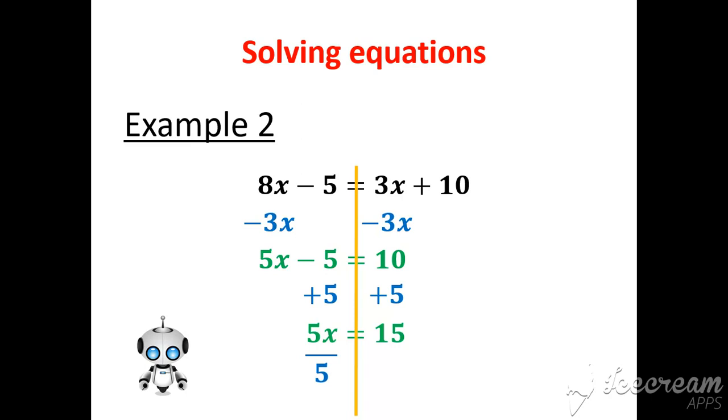Finally, I'm going to divide both sides by 5 to get rid of the coefficient of 5. 15 divided by 5 makes 3. And the 5's cancel out on the left hand side, leaving me x. And x is equal to the number 3.